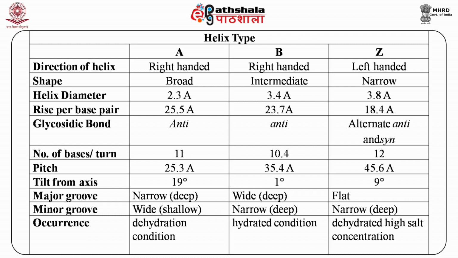Major groove is narrow and deep in A DNA, wide and deep in B DNA, whereas it is flat in Z DNA. And minor groove, it is wide and shallow in A DNA, narrow and deep in B DNA, and narrow and deep in Z DNA. Regarding the occurrence, A DNA mostly occurs in dehydrated conditions, B DNA in hydrated conditions, whereas Z DNA occurs in dehydrated high salt concentrations.